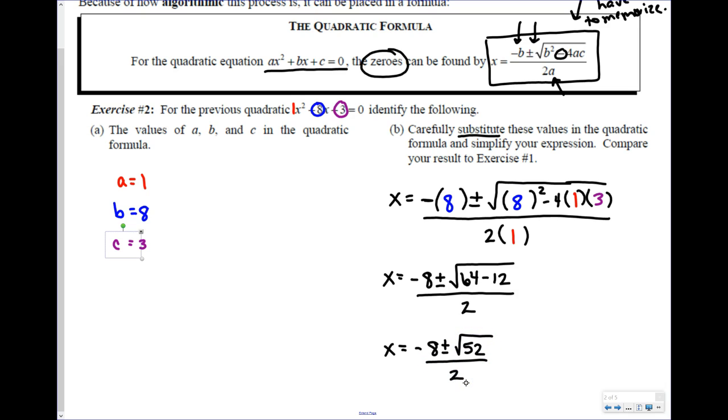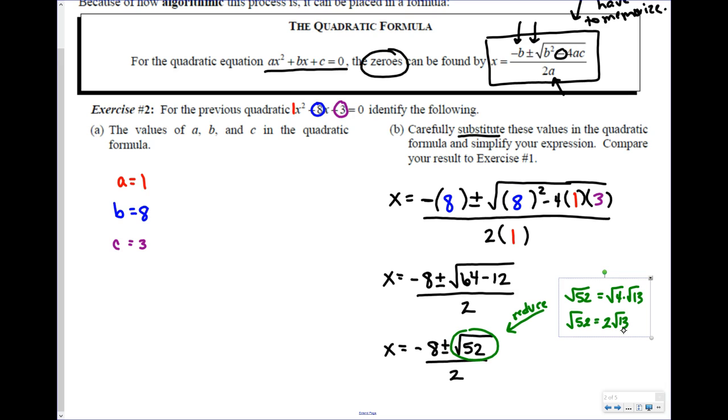Okay, now here's where we have to reduce this radical. So the square root of 52, see this square root of 52 right here? I'm going to take this square root of 52, and I'm going to reduce it off to the side. So I have the square root of 52, and I know the square root of 52 is the same thing as the square root of 4 times the square root of 13. So the square root of 52 is really 2 square root of 13. Okay?